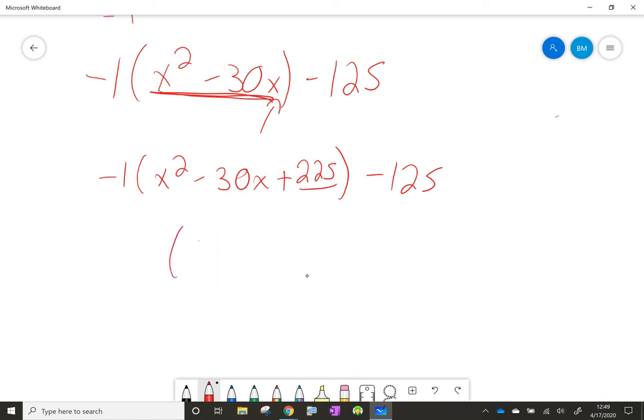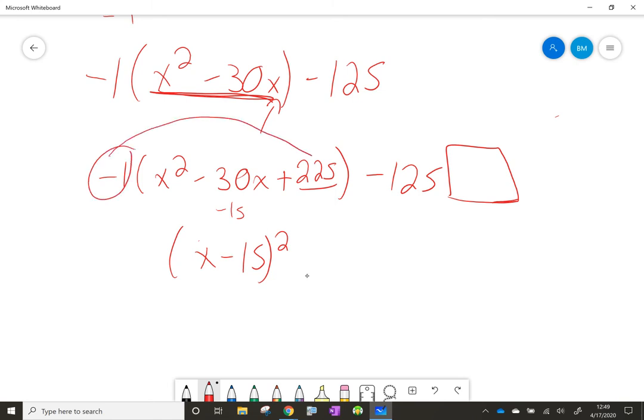So when I factor that, the half of 30, remember, was negative 15. So we're going to have the (x minus 15) squared part here. But before I do that, remember, I have to put the 225 over here as well. Now, because I had to pull out the negative 1, negative 1 times 225 would mean that this is negative 225.